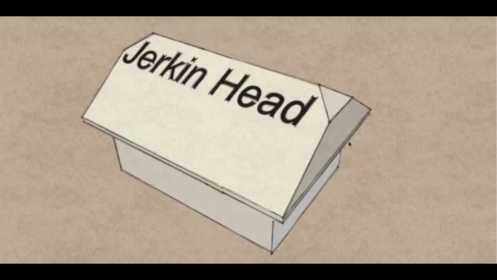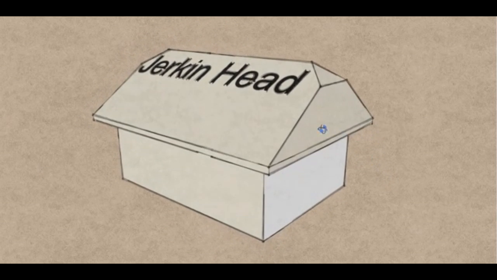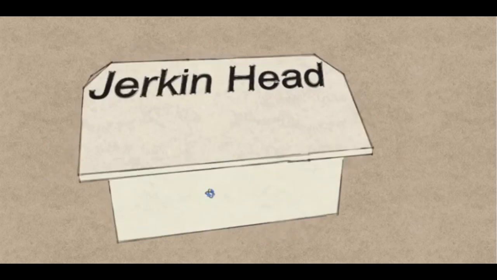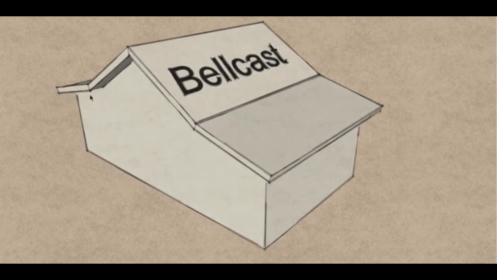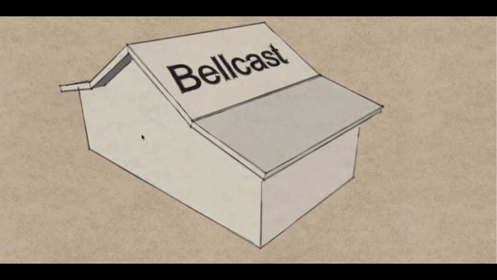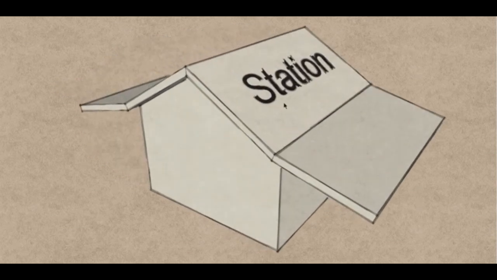So going the other way around, we have a jerkin head roof. So the jerkin head roof has a flat end like our gable, but the very top of it's just been clipped off to look like a hip end. Okay, and you might think you've never seen those around, but if you start having a look, you'll see them quite often. The actual roof is still over the main closed-in part of the building, so that'll be the difference with the bell cast and the station.